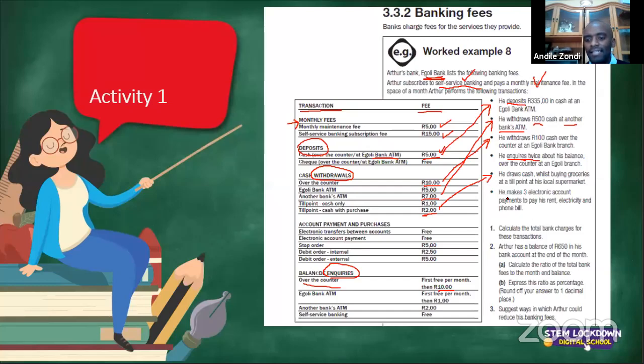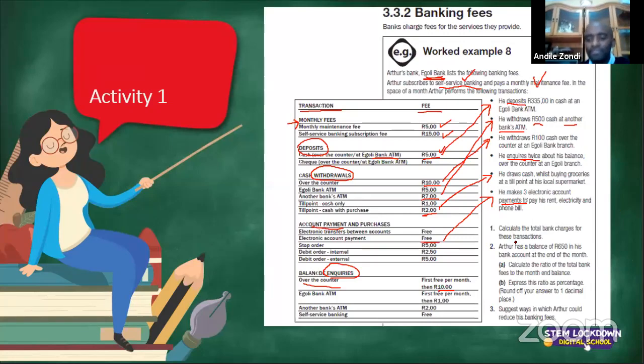And lastly, he makes 3 electronic account payments. So looking at payments now, okay, there's payments, but here they say electronic account payments. It is free, so in this case, it pays nothing. Now that you've analyzed your statement, you can now answer your questions.